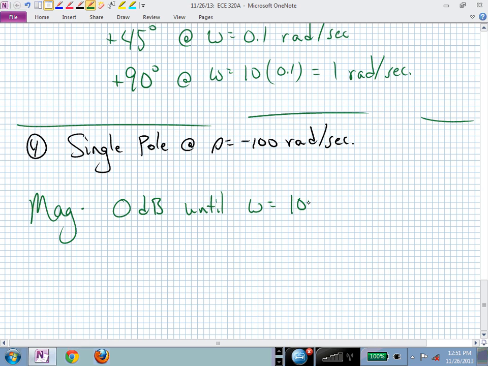Right at the break, which is 100 radians per second, it now experiences a break. And what's the slope? It's a pole, so it's now minus 20 dB per decade. See how you could quickly just write this text down for a word description?